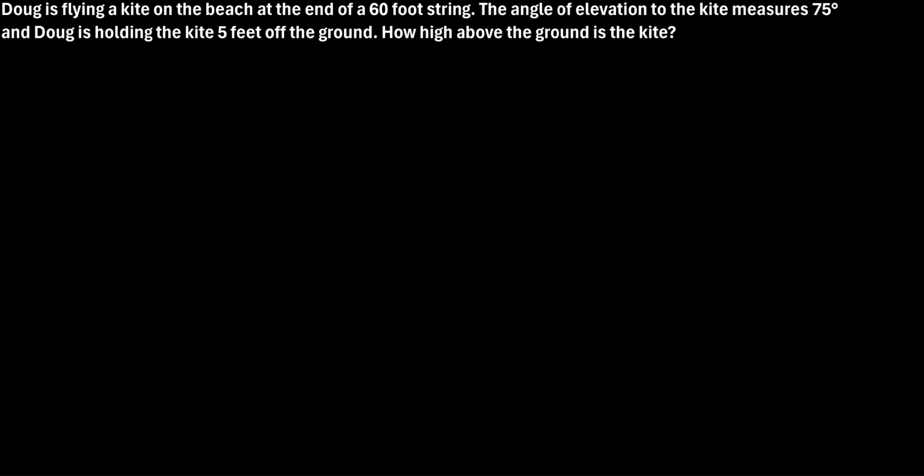All right, let's try one more example. Doug is flying a kite on the beach at the end of a 60-foot string. The angle of elevation to the kite measures 75 degrees, and Doug is holding the kite 5 feet off the ground. How high above the ground is the kite? So let's draw the situation. Doug is flying this kite that is on a 60-foot string. So we'll say 60 feet.